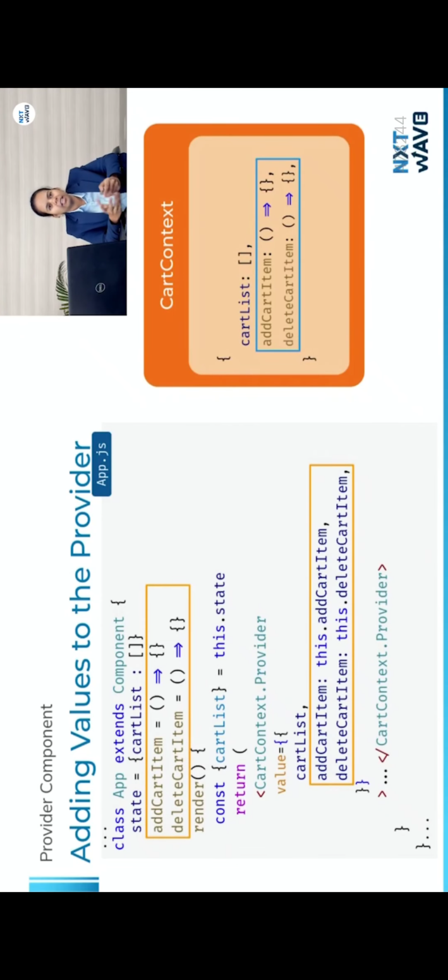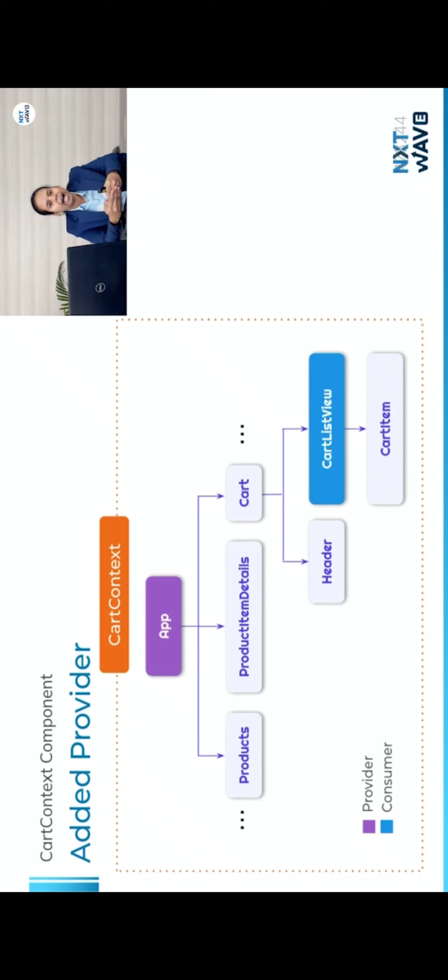And finally, we have to provide the cart list, add cart item and delete cart item, and we are providing them. Clear? So done. We are done adding the provider component and giving the values to it. So this step is done. And finally, we have added the provider component at the app component, which is enclosing the product item details and also the cart list view, where we are going to have our consumer components. Clear? So this is the step 2, and with the step 2, we are done with adding the provider component.